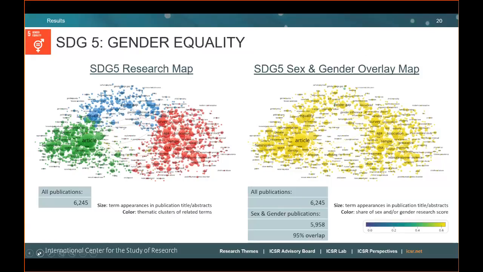Using the SDG queries for Scopus article titles and abstracts, we identified the publications that comprise the SDG targets and indicators. That is the research corpus for each SDG, and that's what you're seeing on the left, for SDG 5. Terms from the SDG corpora were mapped, resulting in figures like the one on the left, and the colors indicate topical or thematic clusters, or nodes, different areas of research within each SDG's research corpus. On the right is the sex and gender overlay map, the proportion of publications within that SDG research corpus that were also identified by the sex and gender query. The color scale refers to the share of sex and/or gender research overlay score.